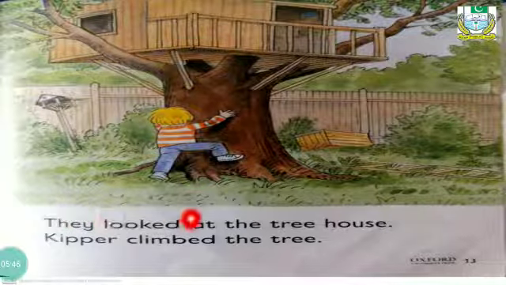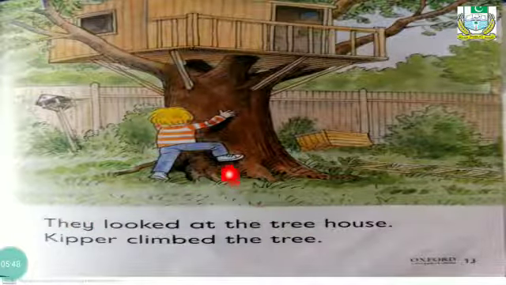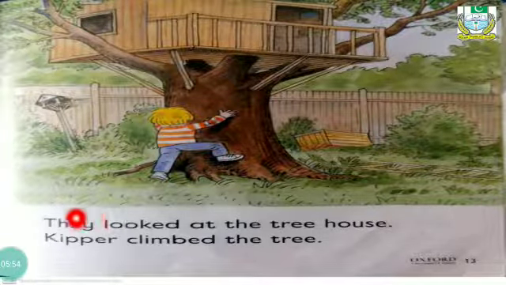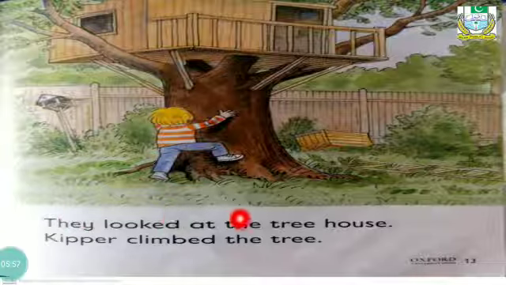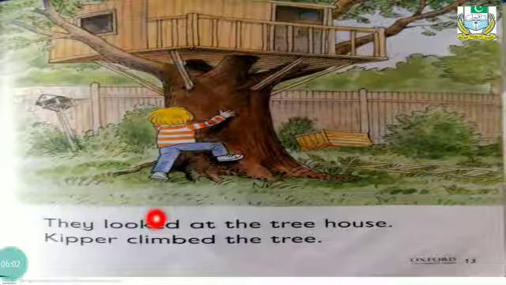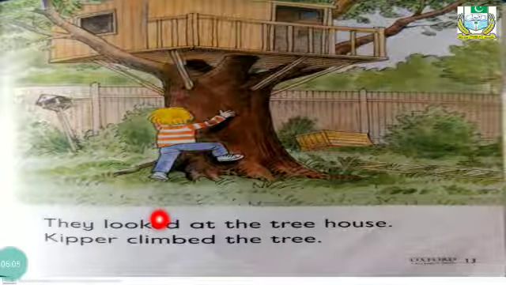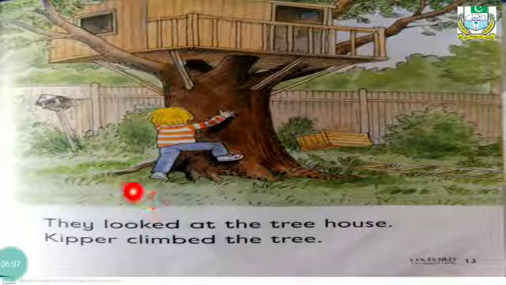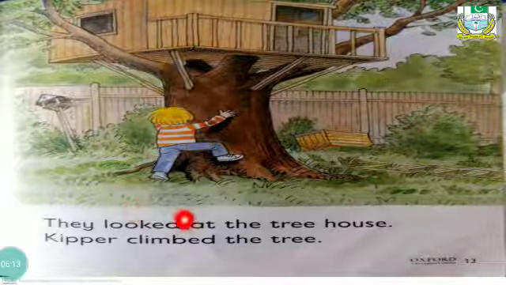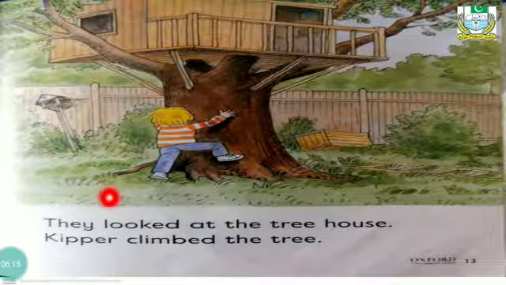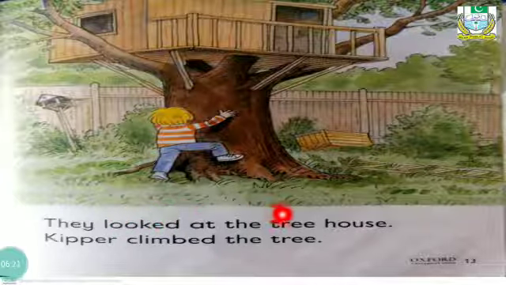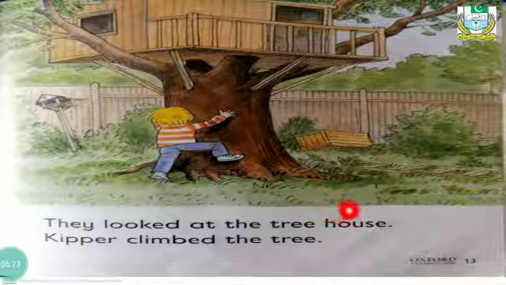Kipper climbed the tree. Here we can see Kipper is trying to climb the tree. Circle the word climbed because climbed is a verb. So we have two verbs on this page, looked and climbed. And we are going to highlight tree and house.